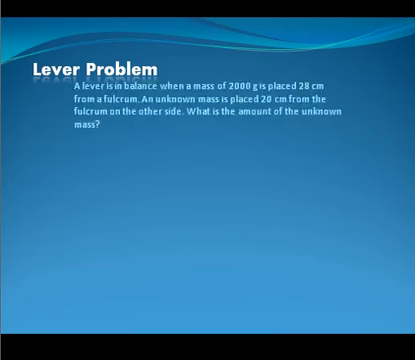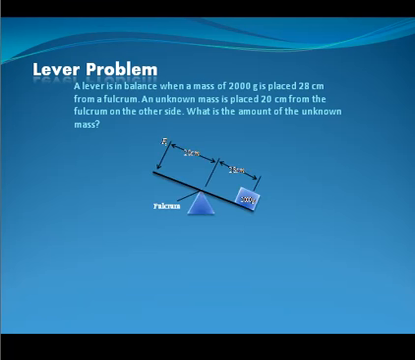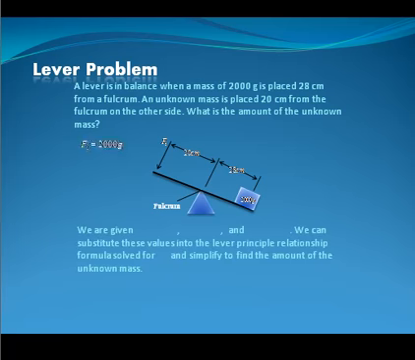Here's a lever problem. A lever is in balance when a mass of 2,000 grams is placed 28 centimeters from a fulcrum. An unknown mass is placed 20 centimeters from the fulcrum on the other side. What is the amount of the unknown mass? So here's a diagram of our problem. We are given force 1 equals 2,000 grams, distance 1 equals 28 centimeters, and distance 2 equals 20 centimeters.